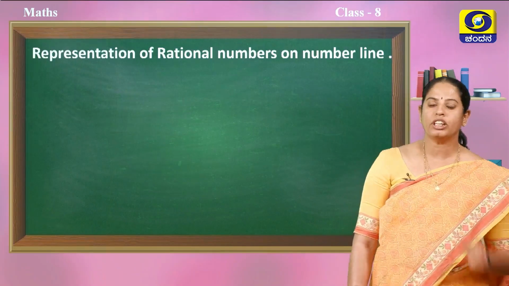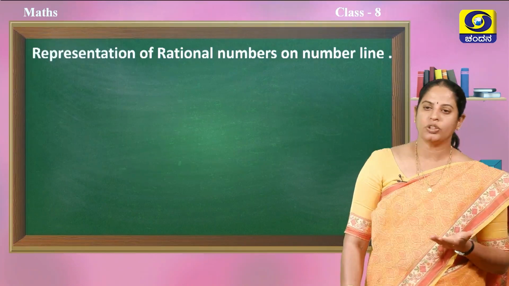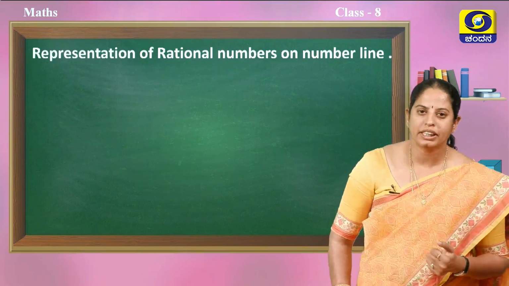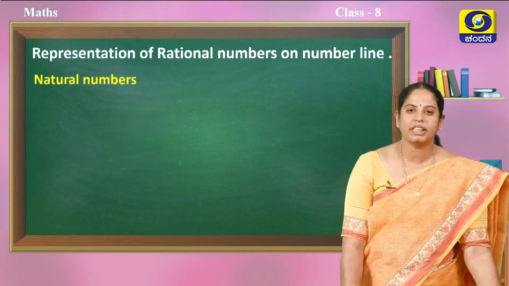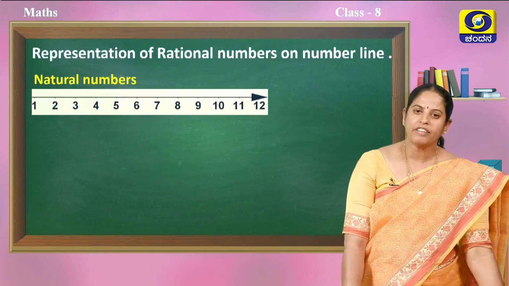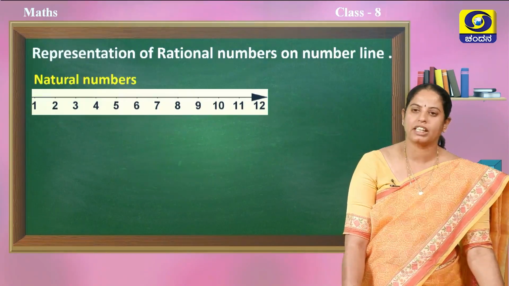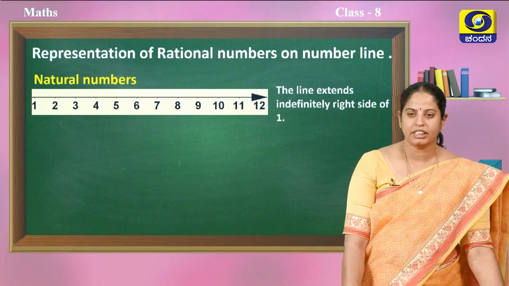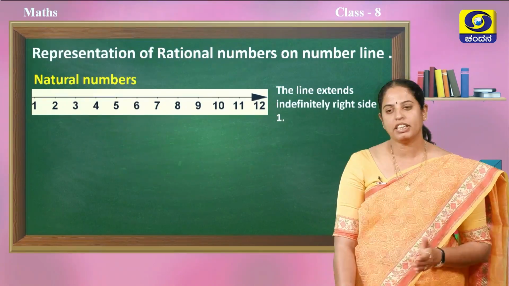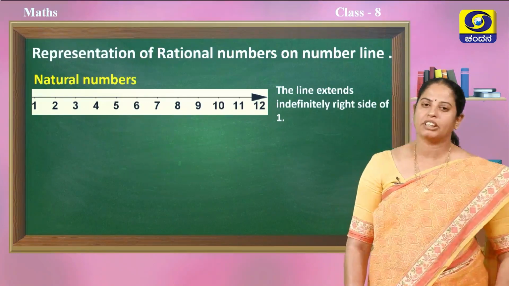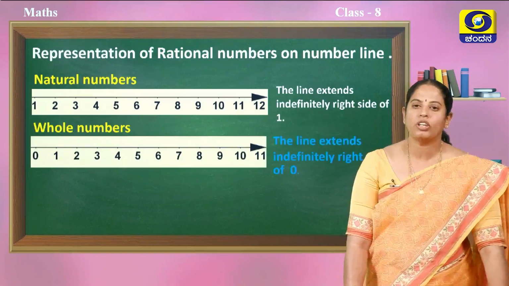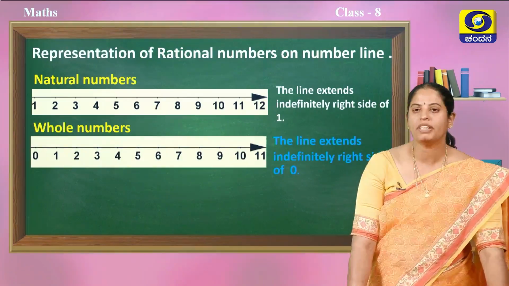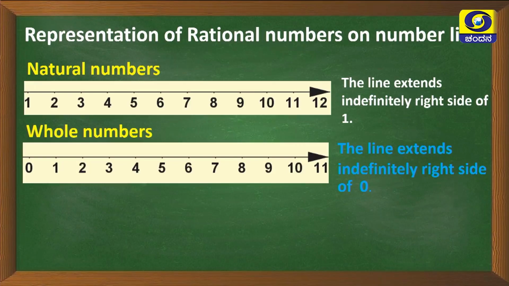Now, I am going to discuss with you an important point, that is representation of rational numbers on number line. We know how to represent natural numbers, because indefinitely the natural numbers extend at only one side, that is from the right side of 1 indefinitely we have infinite numbers, but the other side we won't extend. If we discuss whole numbers, when we represent the whole number set on number line, the line extends indefinitely right of 0. Okay.